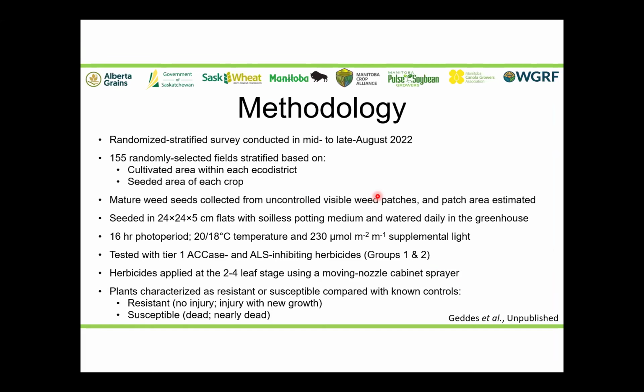And then those weed seeds are sent to Ag Canada in Lethbridge, and they're grown out, and then they're sprayed with the things that are supposed to kill them. Well, not all the things, but basically tier 1, groups 1 and 2. So tier 1 ACCase and ALS inhibiting herbicides are applied at the proper stage, and if the weeds don't die, then they're considered to be resistant.